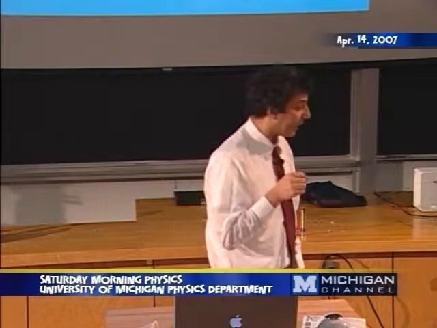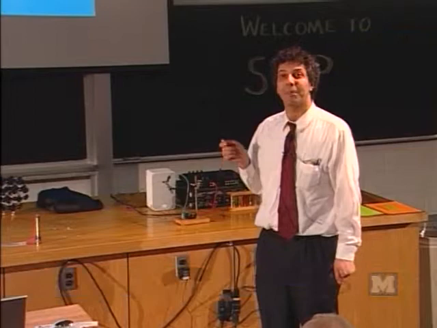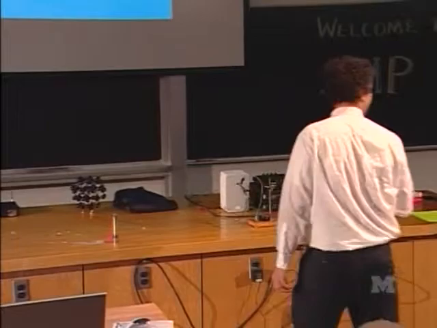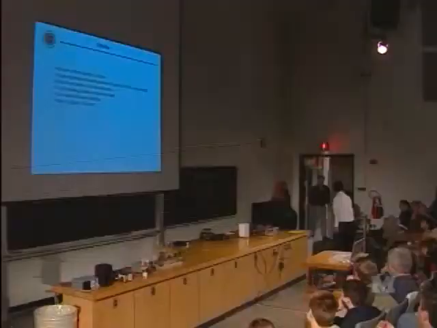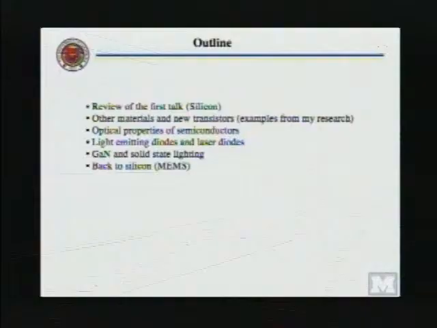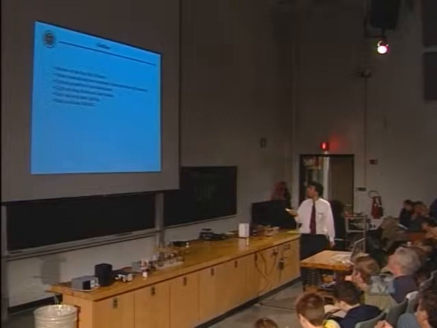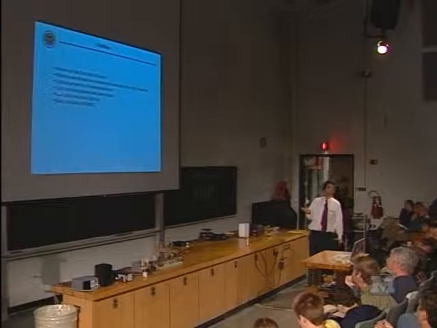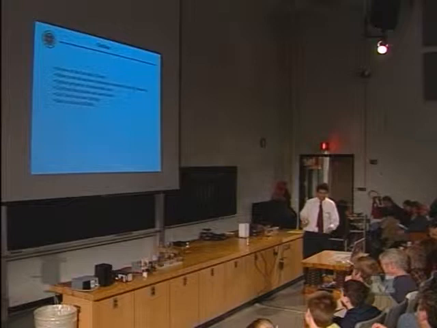Now, as Myron mentioned, this is a follow-up talk, so I'm going to give a review of what we have done so far. And one of the messages I had, I said we focused on silicon, but there are many other semiconductors out there, and I will give examples, some of them from my research, and we're gonna focus on optical properties of semiconductors, which I did not mention at all in the previous lecture. So we're gonna have diodes and lasers, and in a material, gallium nitride, which I'm very passionate about. So I'm gonna talk about gallium nitride. And if time permits, we're gonna go back to silicon.